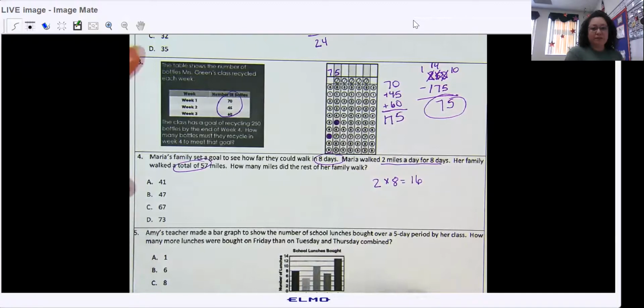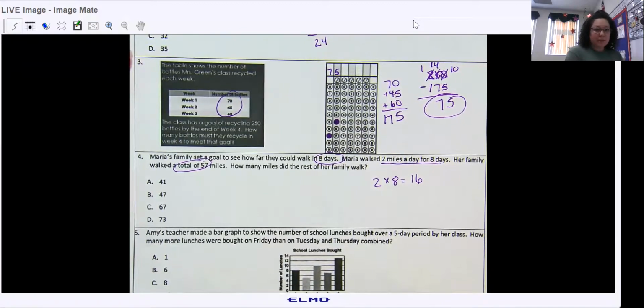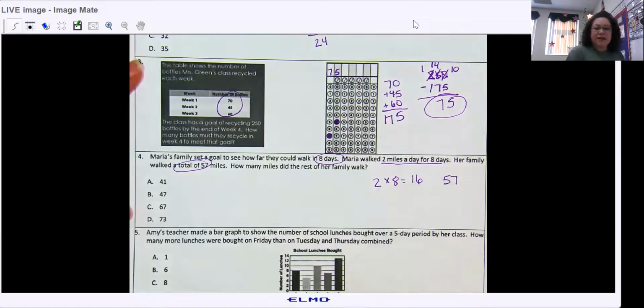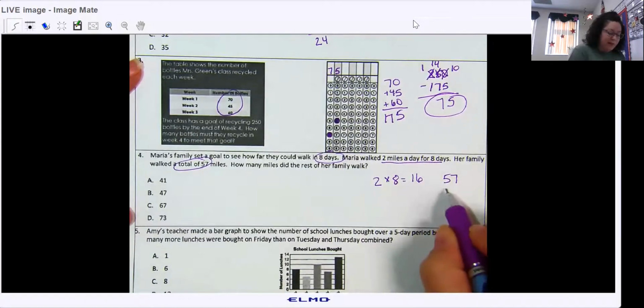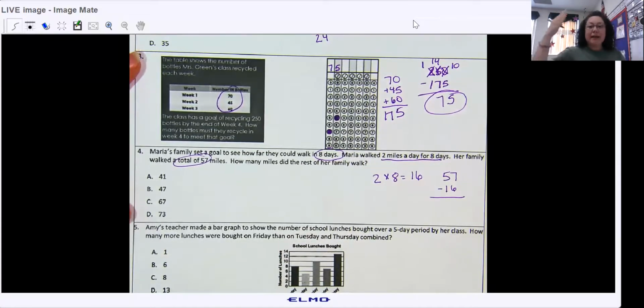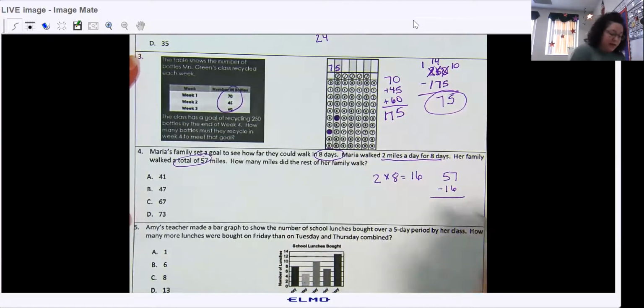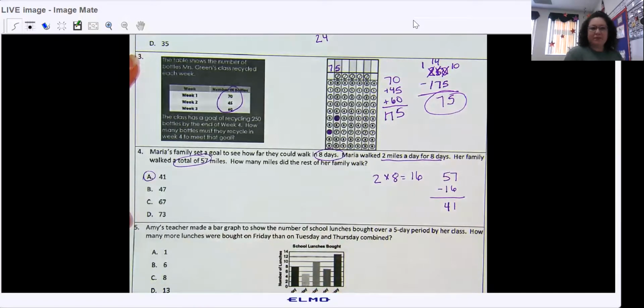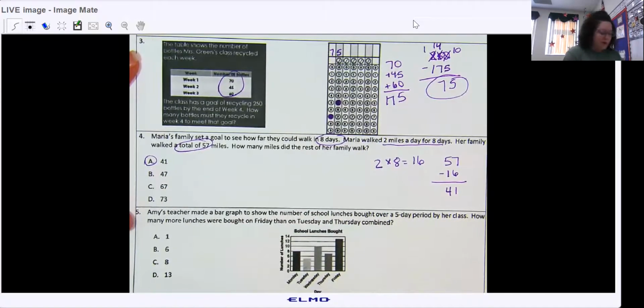So what are we going to do? I am going to take that 57 because that's everybody's, including Maria, and I'm going to take her 16 away because we want to know how many miles the other part of the family walked. And we would get 41. Okay.